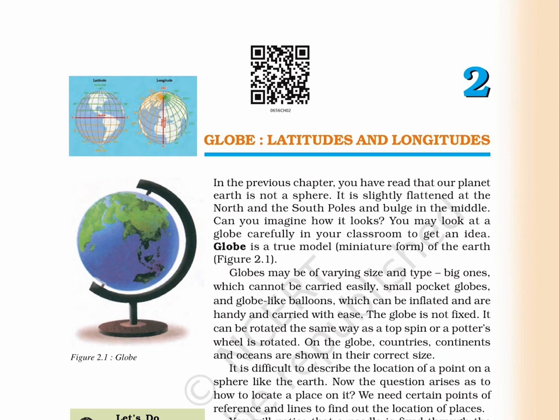Globes may be of varying size and type. Big ones, which cannot be carried easily, small pocket globes, and globe-like balloons which can be inflated and are handy and carried with ease. The globe is not fixed. It can be rotated the same way as a top spin or a potter's wheel is rotated. On the globe, countries, continents, and oceans are shown in their correct size.